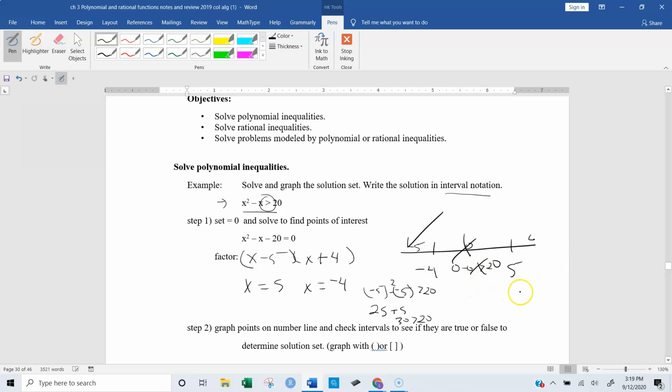Now let's plug in 6. So we're going to get 36 minus 6. Is that greater than 20? And again, 30 is greater than 20. So this is a true statement. So this section is good.